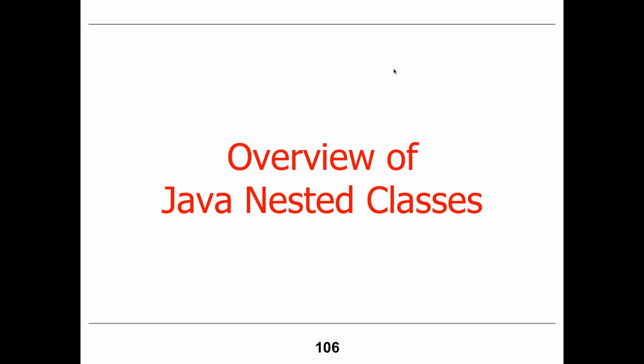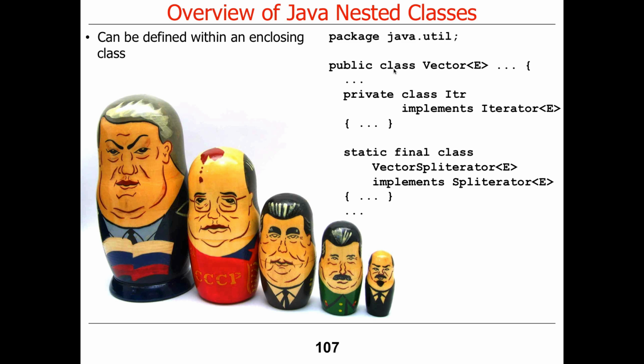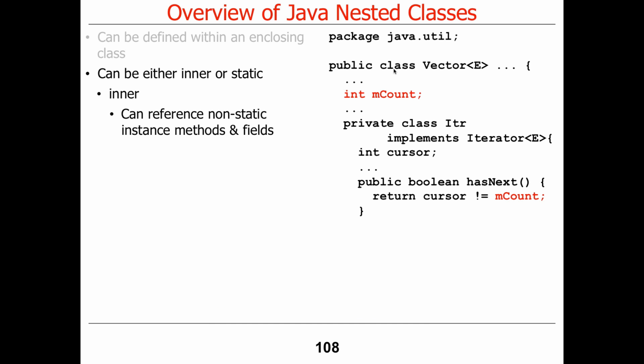All right, so that's constructors. They're fairly simple. Let's talk now about nested classes. So classes can be defined within enclosing classes. And you can see here we have a couple of examples in our Vector that we're using as the running example. And we'll see here that we actually have two different types of nested classes.